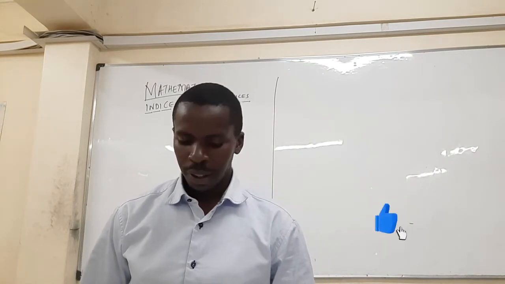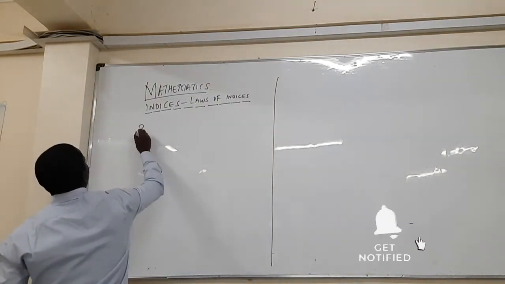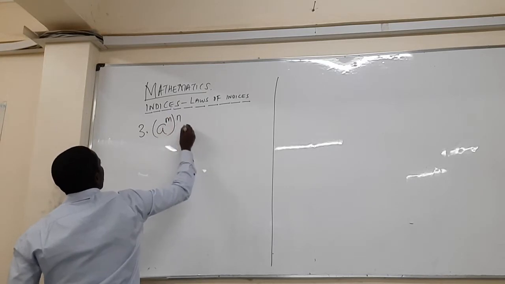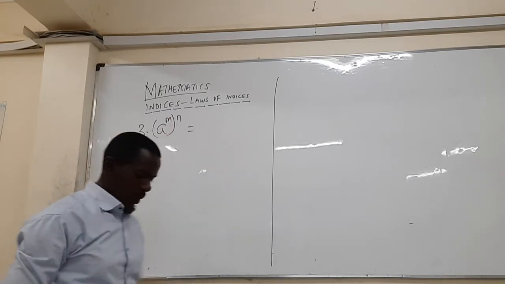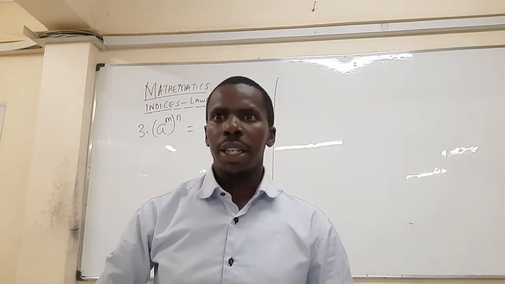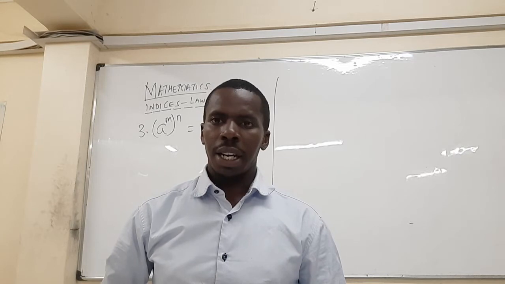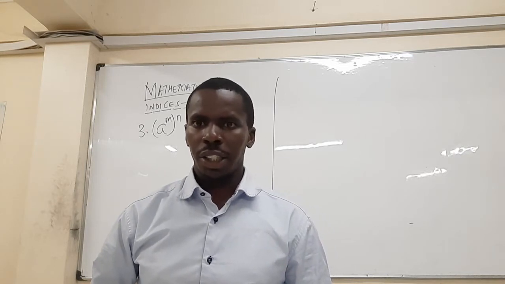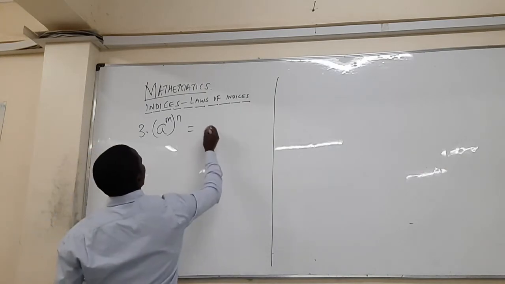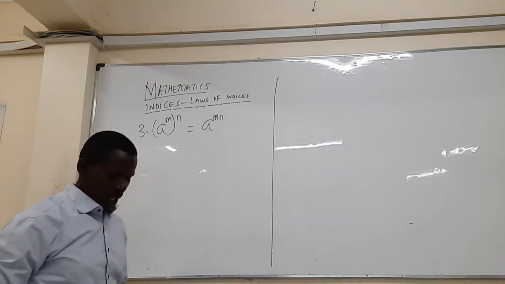Number 3 is for the multiplication of indices of the powers. We have a scenario like this: a power m, multiplied by n. So you have a number with a certain power, and then you're raising it to another index. In this case, we multiply the powers. You have a power m times n.